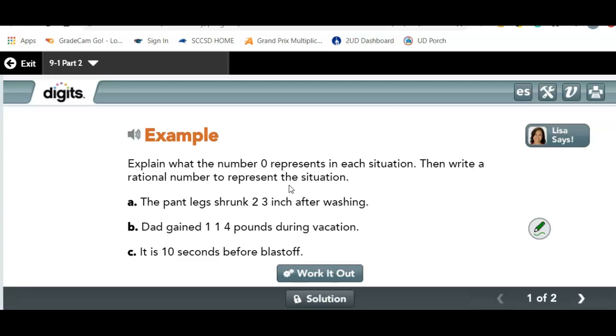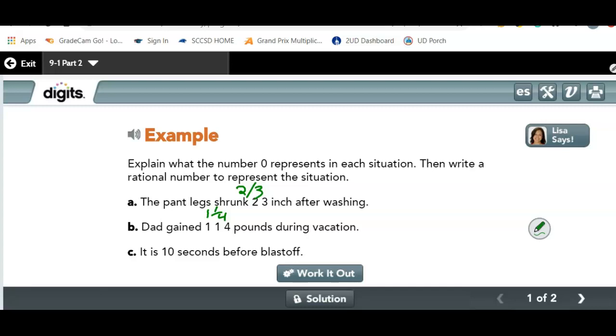With a partner, go ahead. This is supposed to be 2/3. This is supposed to be 1 1/4. And this one is just 10 seconds. I want you to write it as a rational number. So what number does it represent? And then compare: what does 0 mean in that situation? Okay, so please stand up, move around. Everyone should move. Make sure you include everyone. If there's more than 2 people in a group, that's fine. Just make sure everyone is talking.